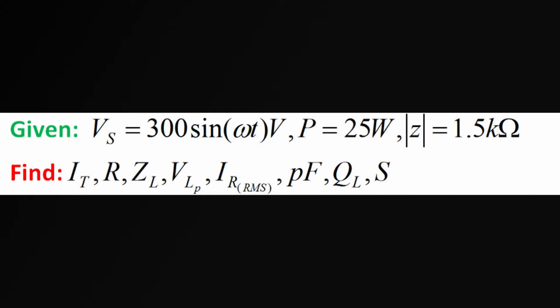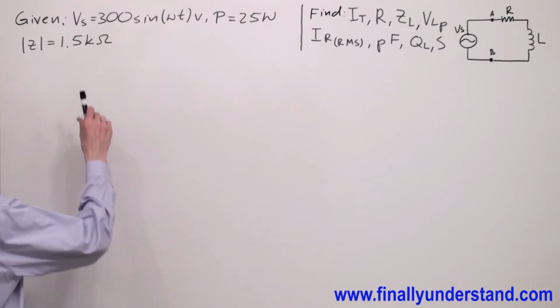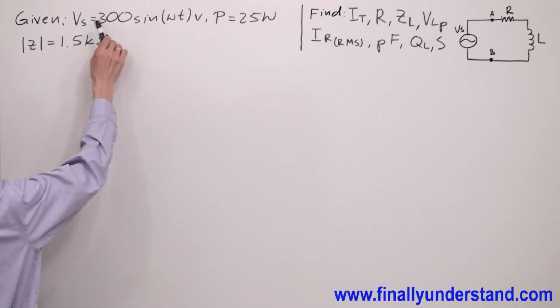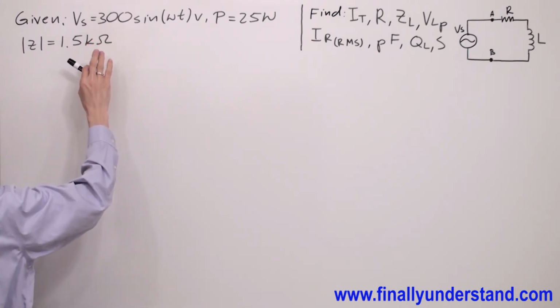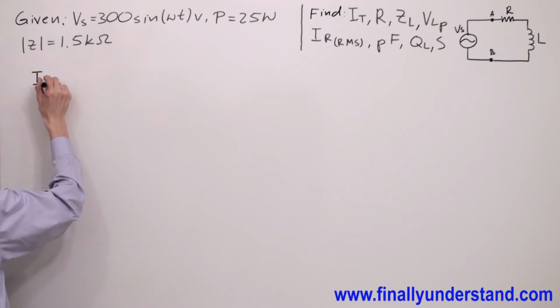Let's take a look at this example. First, I'm going to find I total. Please notice that we have given sinusoidal voltage, so it means that I have 300 volts peak. Okay, so I'm going to use Ohm's law to find I total.